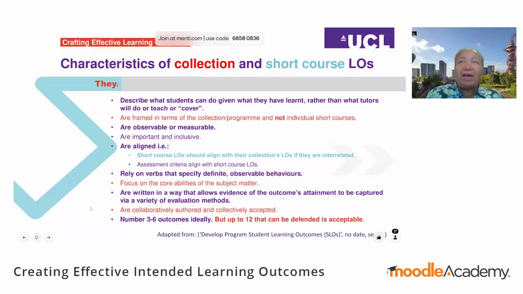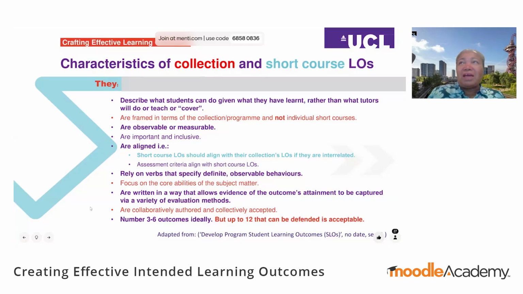So I've put the characteristics of a collection, where a collection, as I said previously, represents an interrelated set of short courses, in this kind of reddish-orange color. And the characteristics that apply to both the learning outcomes of collections and short courses, those distinct units, are in purple. And the only one that would apply potentially to a short course alone would be the one in sky blue.